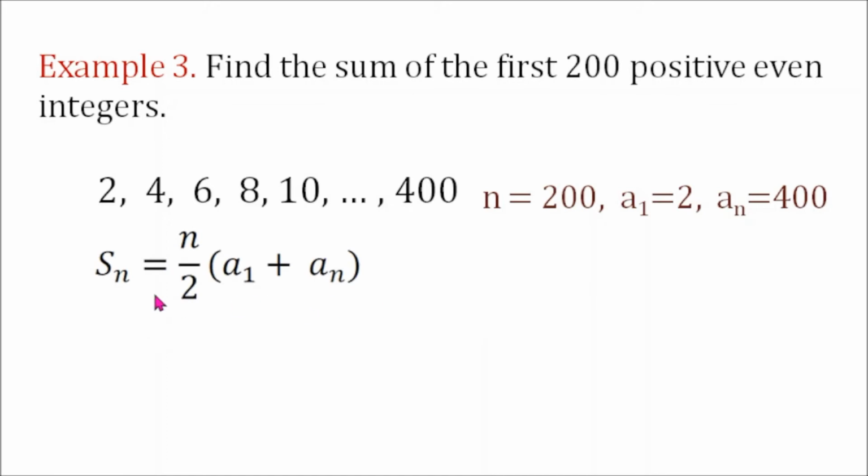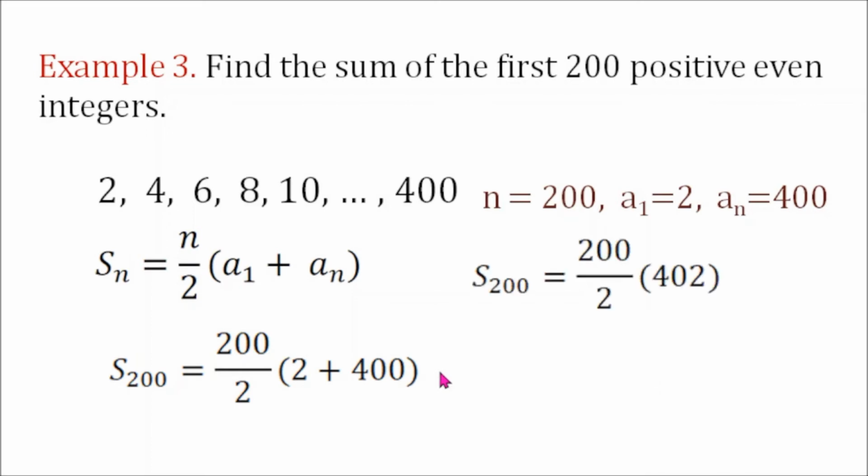So this is our formula: a sub n equals n over 2 times the quantity a sub 1 plus a sub n. Then substituting these values to our formula, this is what we get: 200 over 2 times the quantity 2 plus 400. Then simplifying furthermore, we have 200 over 2 times 402, and the answer is 40,200.